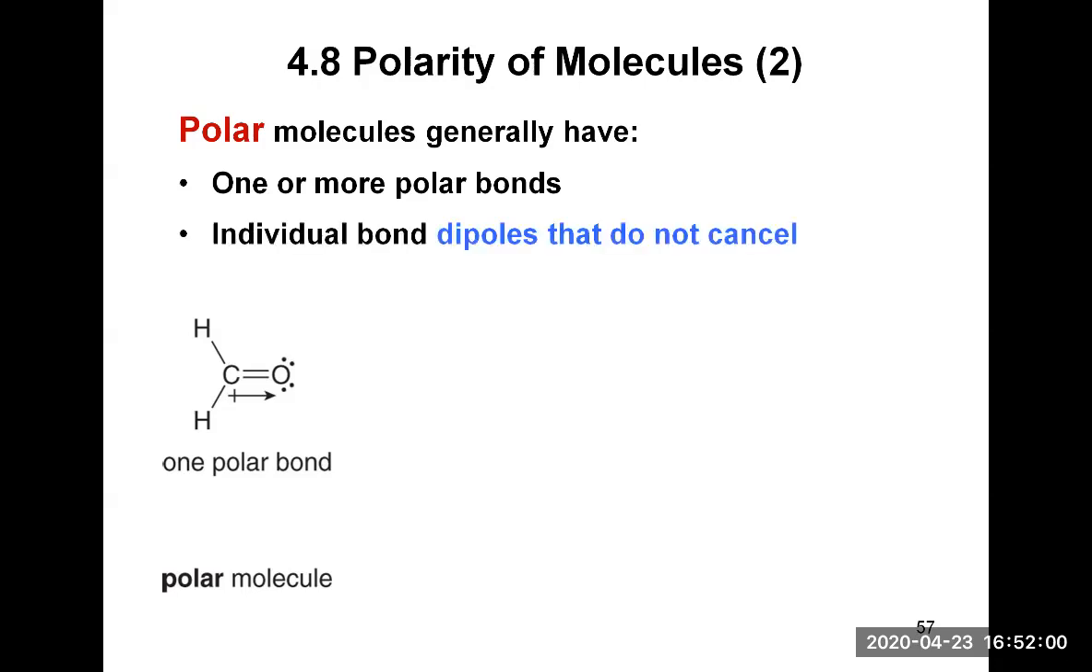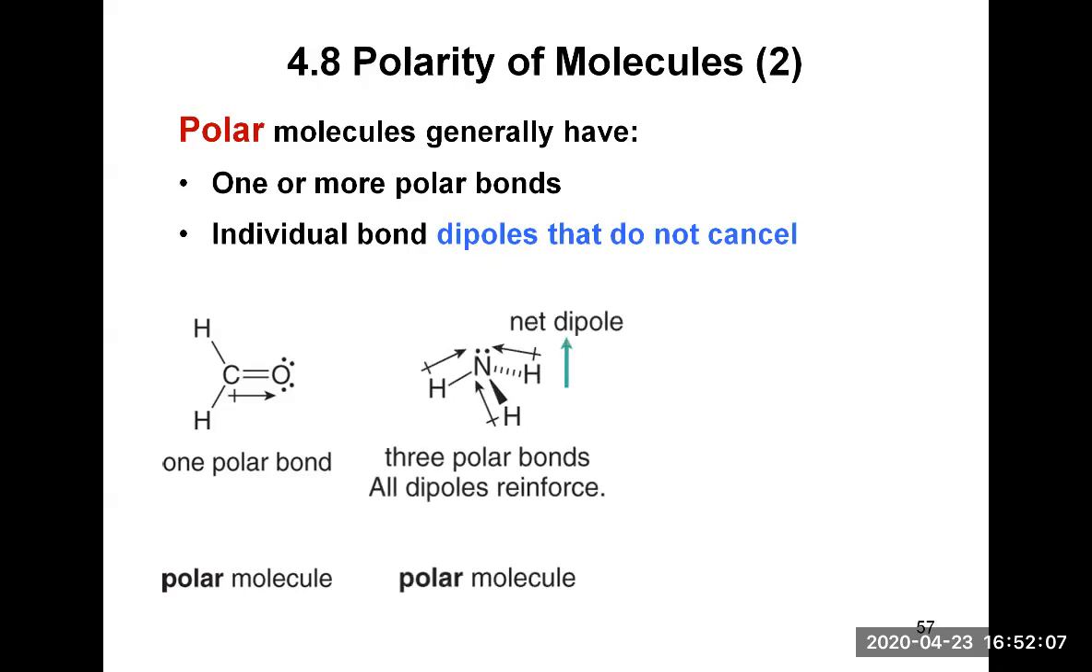Polar molecules also have individual bond dipoles that do not cancel. You can have more than 1. For example, the molecule of ammonia, NH3, has 3 polar bonds. The NH bond is polar. The electrons are pulled by nitrogen. So the way it is drawn here, the electrons are pulled upward towards the nitrogen, and the hydrogens are depleted of electrons.